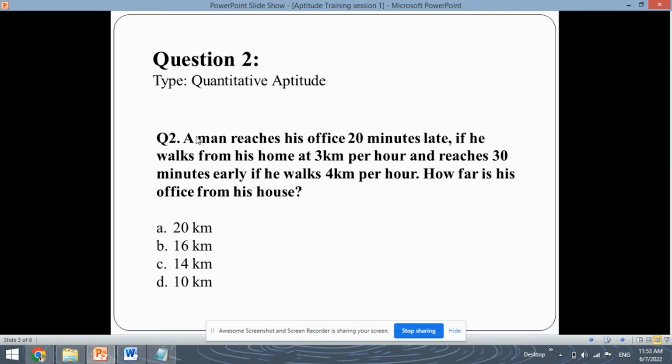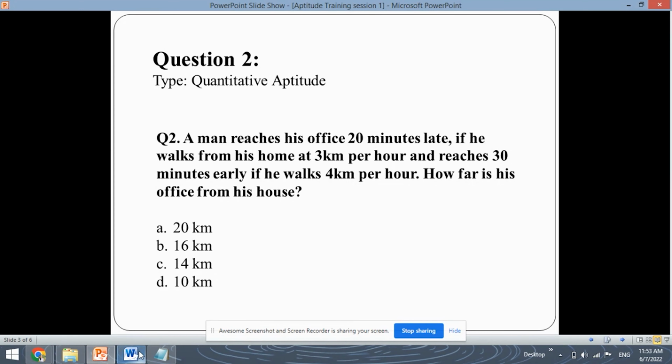The question says that a man reaches his office 20 minutes late if he walks from his home at 3 km per hour, and reaches 30 minutes early if he walks at 4 km per hour. How far is his office from his house? So we need to find the distance between the office and his house. The information given is two speeds, and the time the person requires to reach the place at these particular speeds.